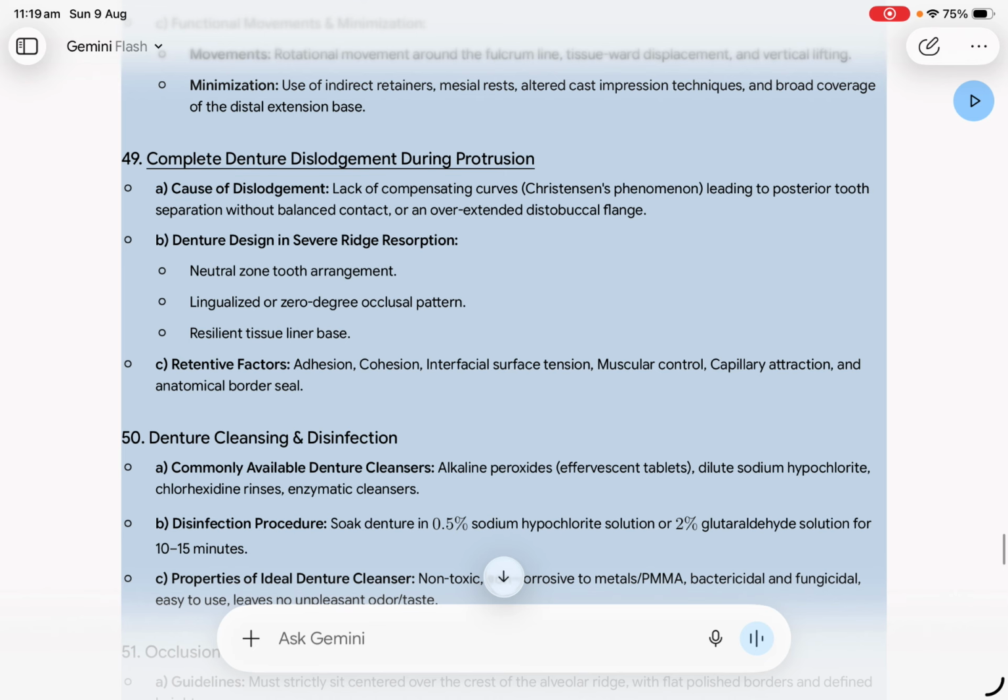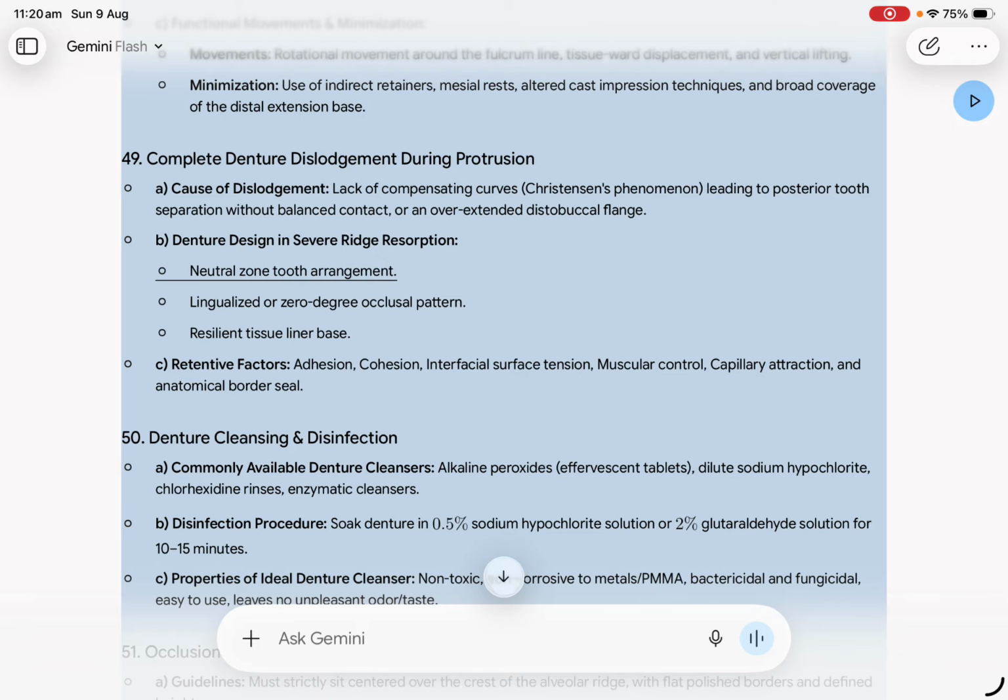49. Complete denture dislodgement during protrusion. A. Cause of dislodgement: lack of compensating curves, Christensen's phenomenon leading to posterior tooth separation without balanced contact, or an overextended distobuccal flange. B. Denture design and severe ridge resorption.